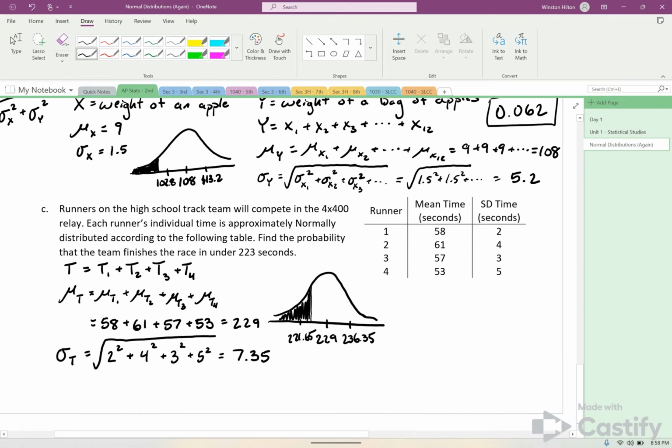So again, use that calculator. Lower bound -1 times 10 to the 99th power. Upper bound of 223. Mean of 229. Standard deviation 7.35. So this chance is about a 0.207. It's about 20% of the time this high school track team will run their relay in less than 223 seconds.